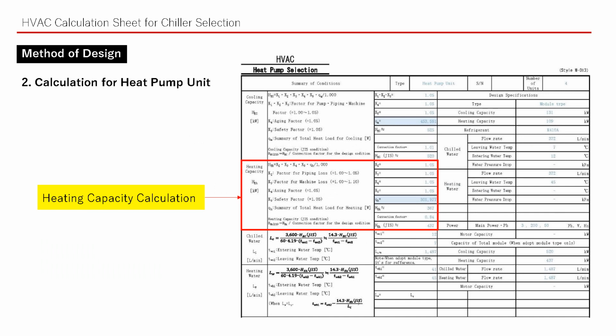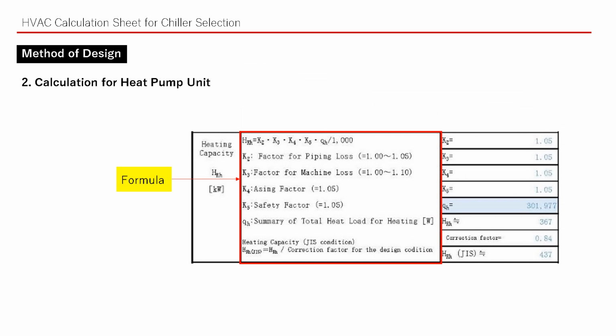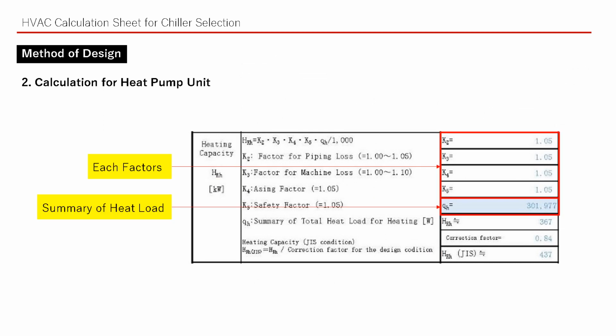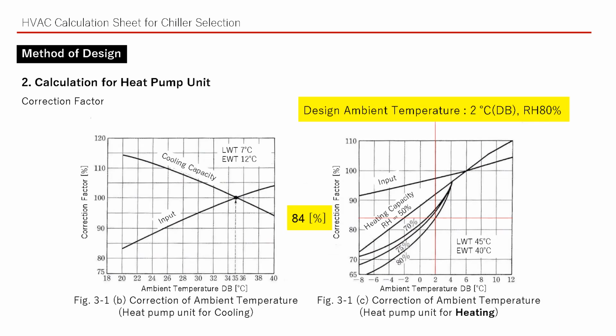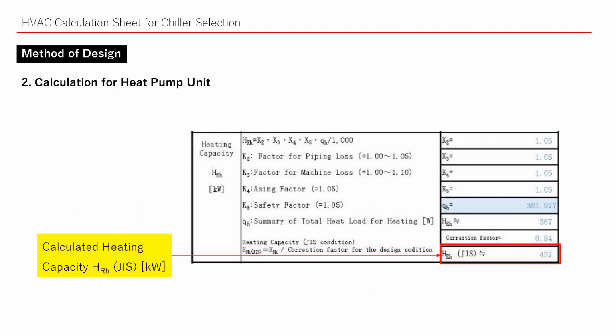It's heating capacity calculation. Here is the formula. Here are each of the factors and the summary of heat load, same. Correction factor. For heating, we assumed ambient temperature 2 degrees and 80% in this case. So, we can get correction factor 84%. Then, we can get heating capacity.